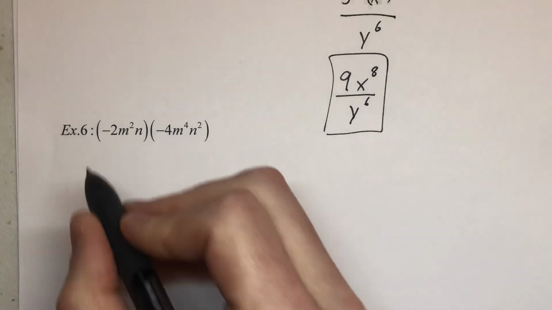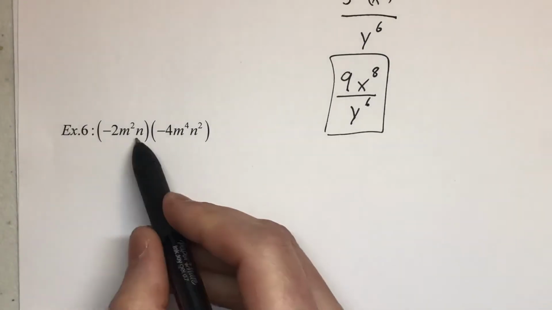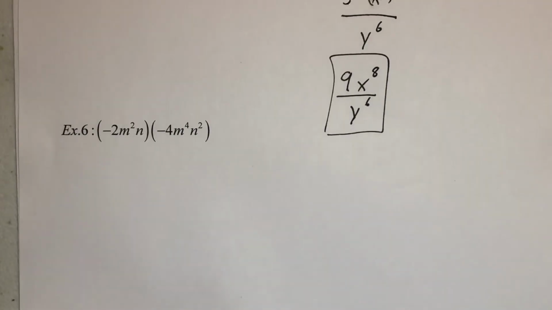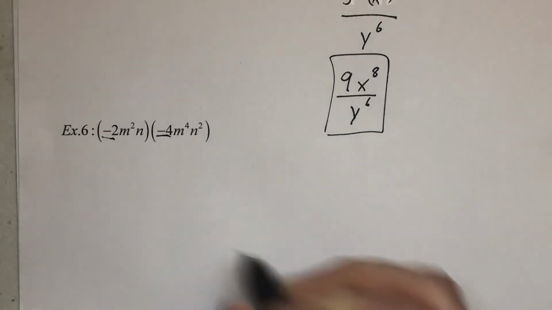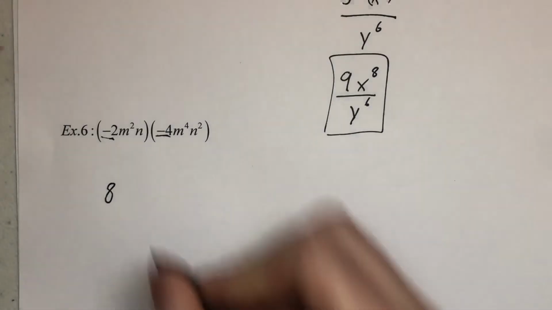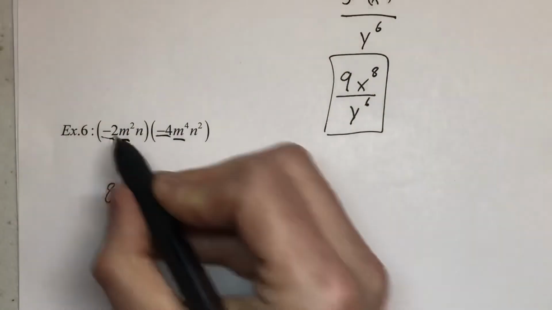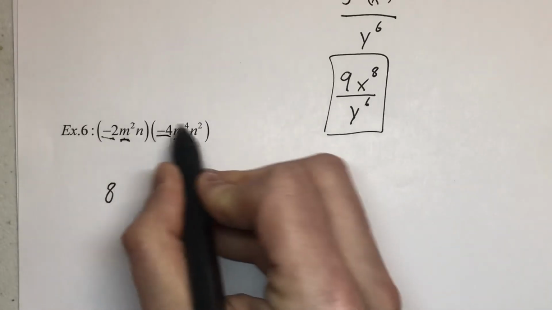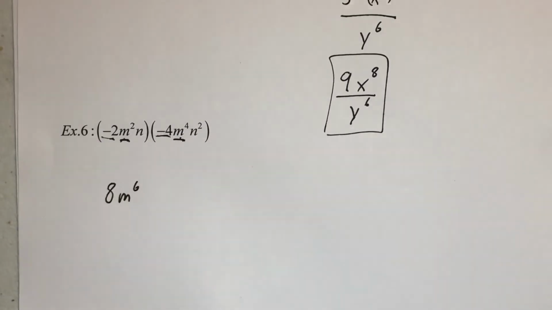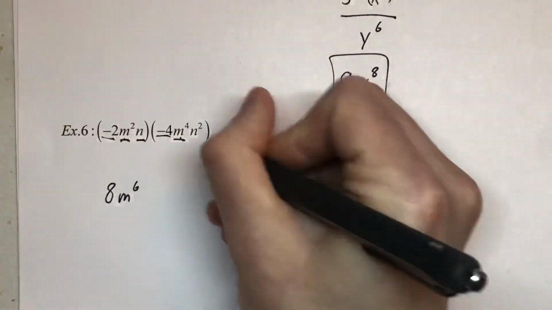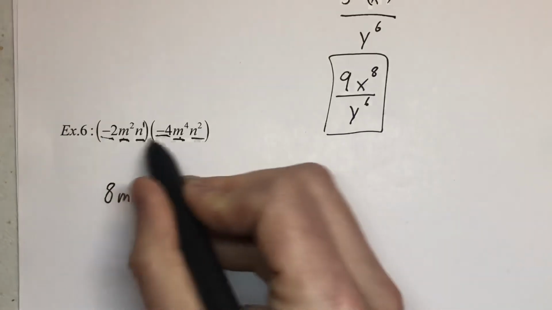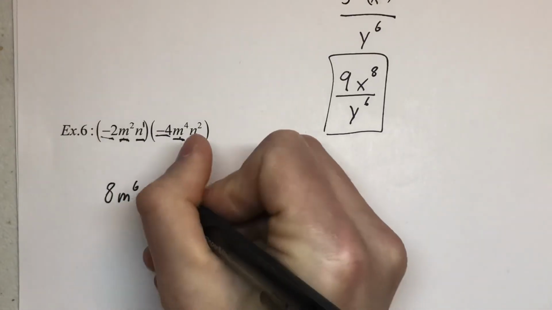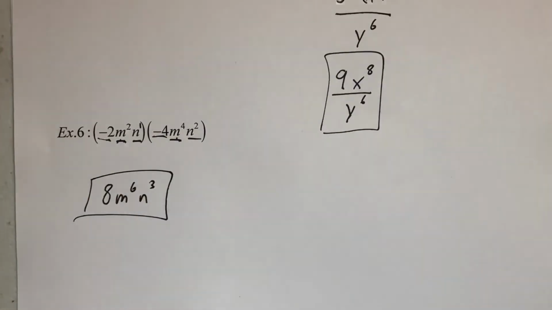And then number 6. Another big product, just basically a bigger example of example 4. Stuff multiplied together times stuff multiplied together. I'm not going to reorder it this time. I'm just going to point out that we can take the negative 2 and negative 4, multiply them together and get an 8. The m squared and m to the 4th, multiplying similar bases means add the exponents. 2 plus 4 is 6. And n squared, remember this n is an n to the 1st. So multiplying similar bases, add 1 and 2. Gets me 3 for my final answer.